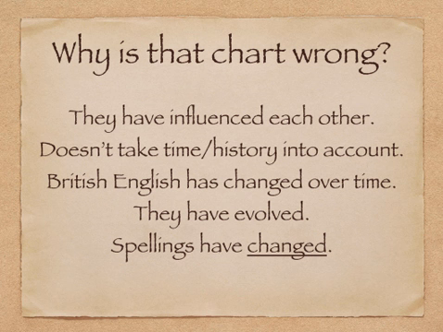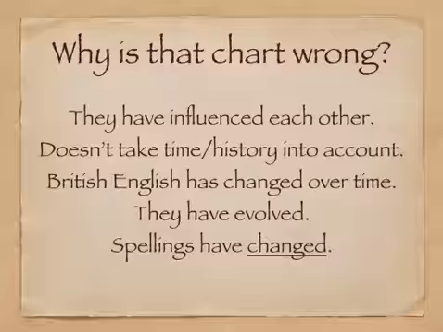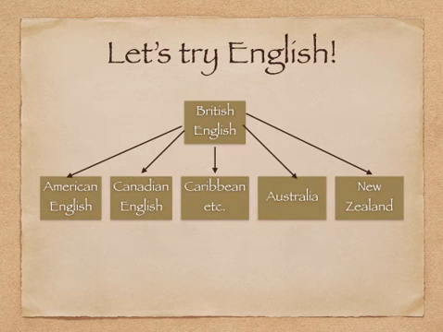Secondly, it doesn't take time and history into account. This is a huge flaw in these family tree type charts. For example, going back to the original chart of British English, this isn't actually how things happened. It's summarising possibly 1,000 years of the history of the English language in a simple chart. In reality, British English evolved over hundreds of years.